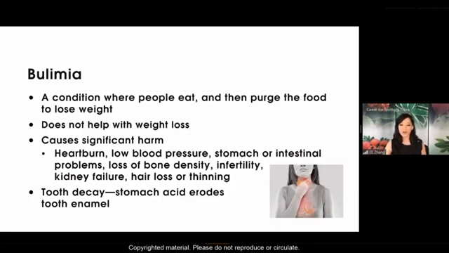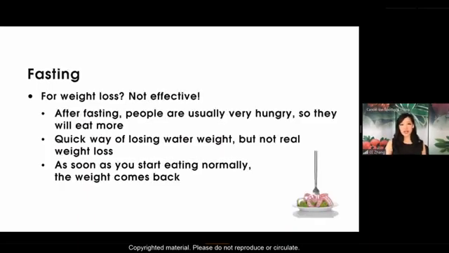For example, heartburn, low blood pressure, stomach and intestinal problems, loss of bone density, infertility, kidney failure, hair loss or thinning, and it can even contribute to tooth decay because if you're always vomiting back up, then the stomach acid will erode your tooth enamel. A lot of people will also look towards fasting for losing weight.